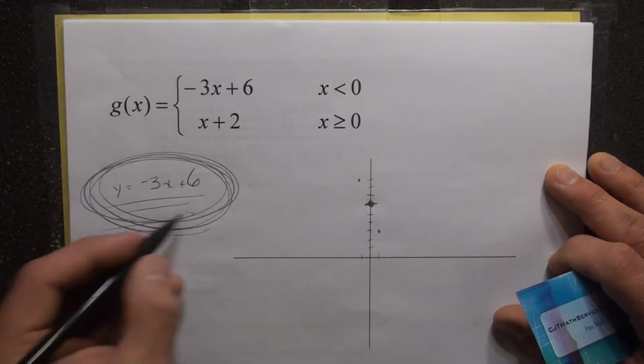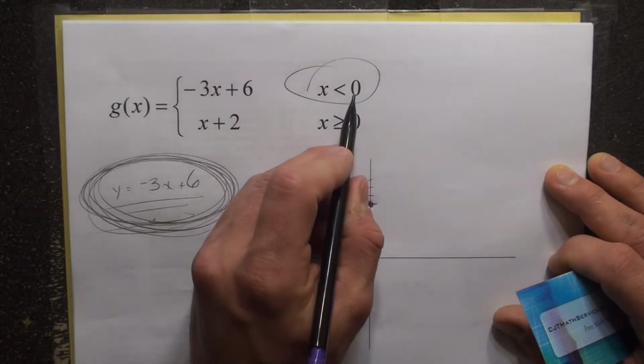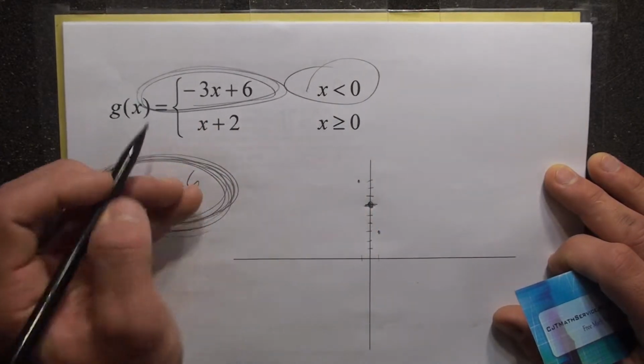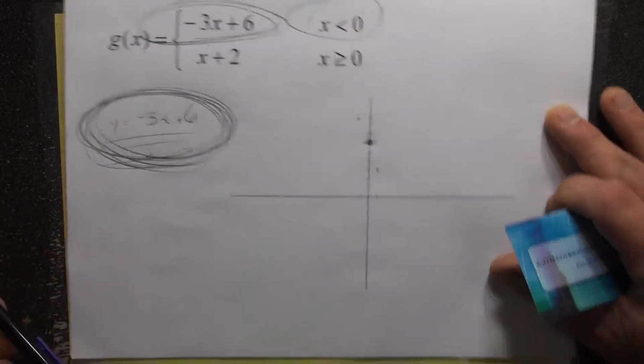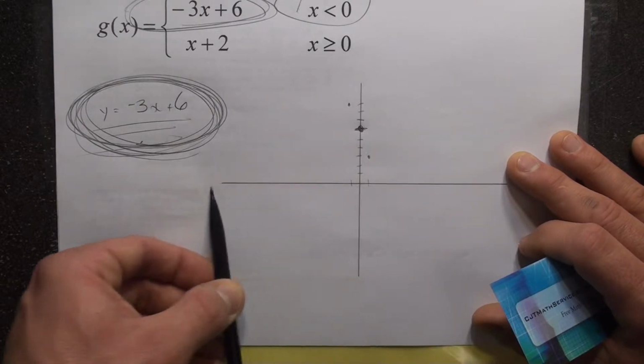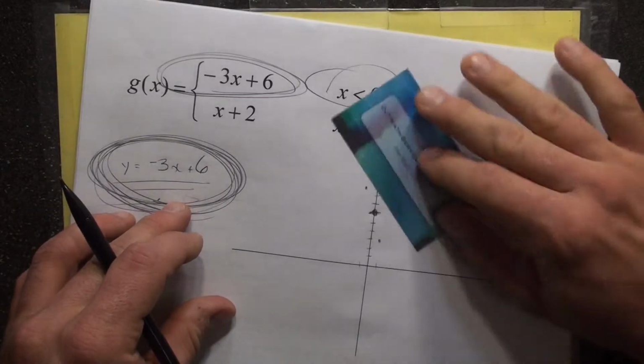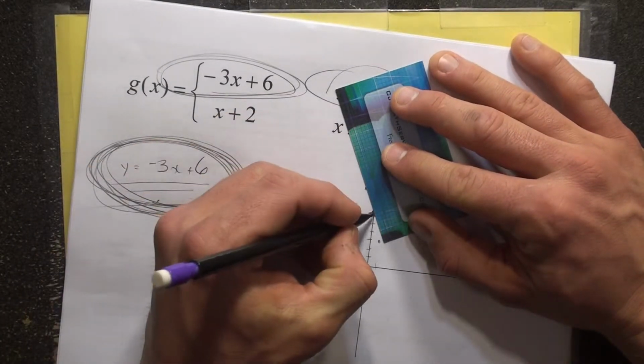Now we know that, so let's build off what we know. Then x has to be less than 0 for this graph. So x is less than 0. Well, where is x equals 0? Here's x equals 0. Here's x less than 0, right? x is 0, x is less than 0. So therefore, we're only going to graph in this direction.